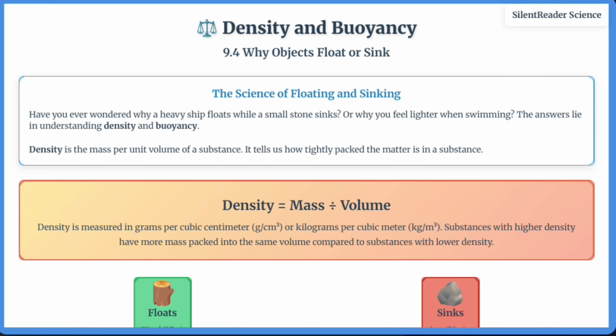Now let's explore density and buoyancy, why objects float or sink. Have you ever wondered why a heavy ship floats while a small stone sinks? The answer lies in density, which is mass per unit volume. Objects float if they are less dense than the fluid they're in, and sink if they are more dense. This is explained by Archimedes' principle.